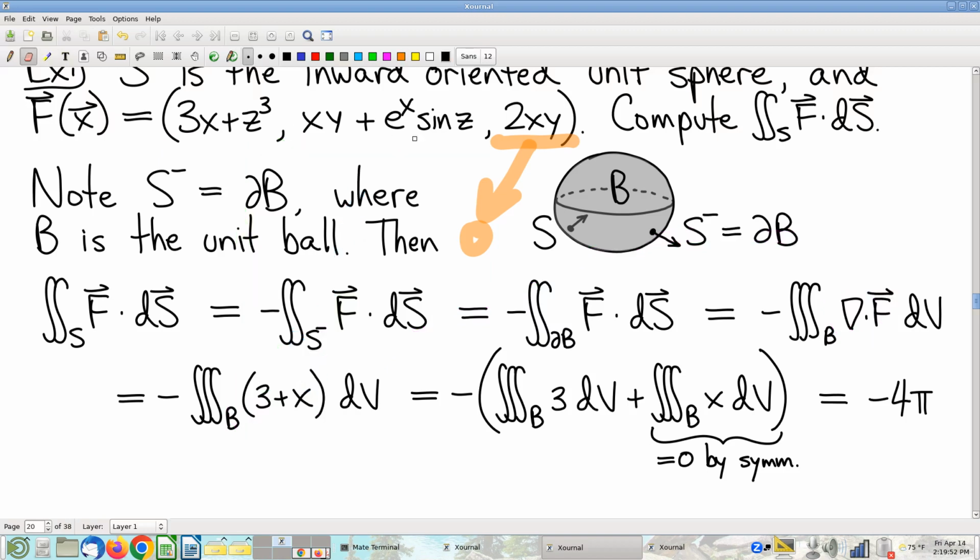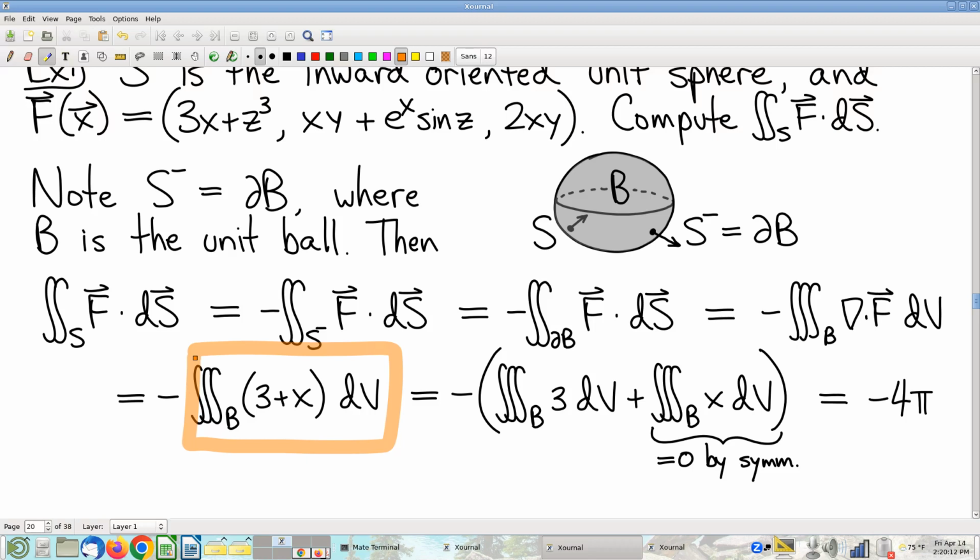Okay, now last thing is the resulting question of how do I compute that integral? And what can I do with that integrand 3 plus x? It doesn't have any nice odd symmetries. It's not a constant.